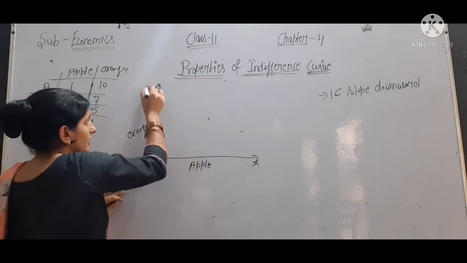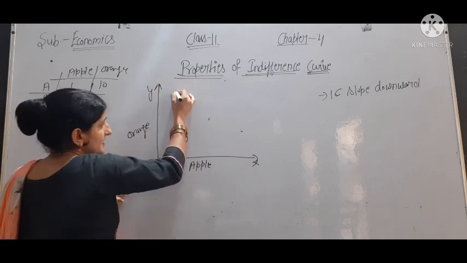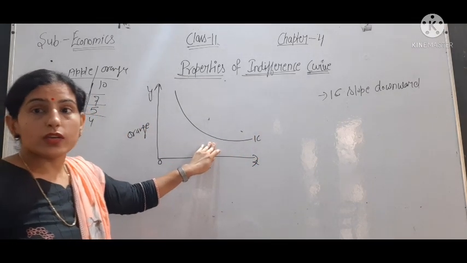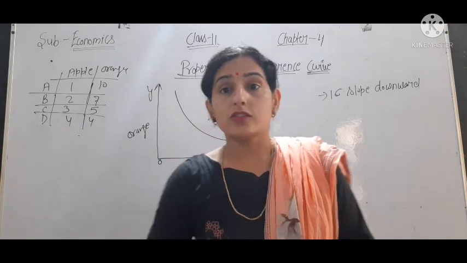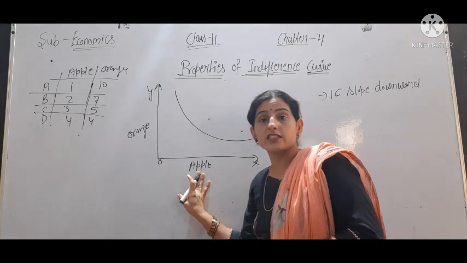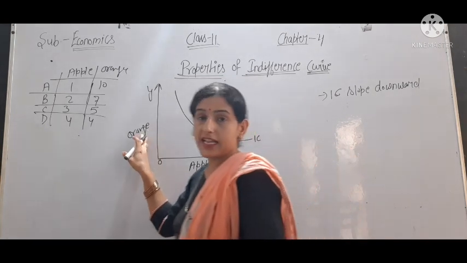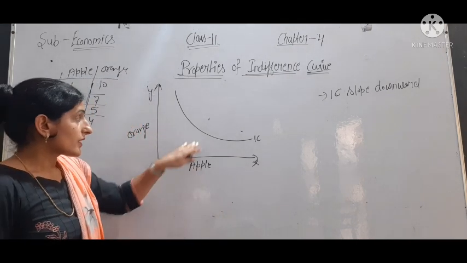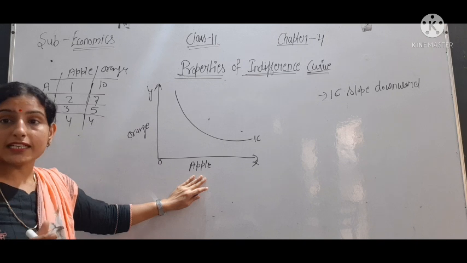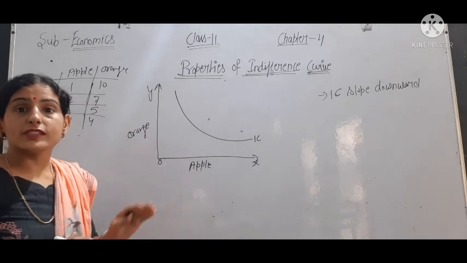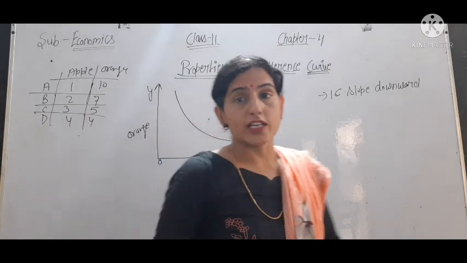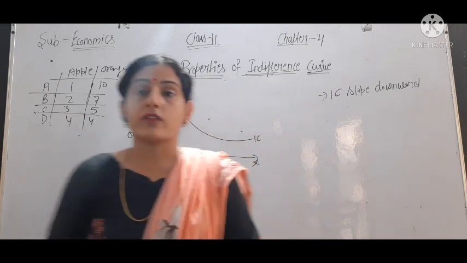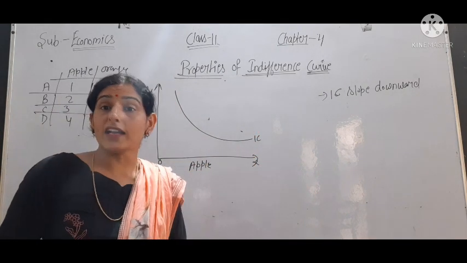On the OX axis we have taken apple. So our IC is like this. This indifference curve slopes downward. Why? Because when the consumer is consuming more units of apple, he is sacrificing more units of orange. It means to consume a greater quantity of apple, the consumer has to sacrifice the quantity of orange. So the slope of the IC is downward sloping. And what is the shape of this IC? It is convex to the origin.